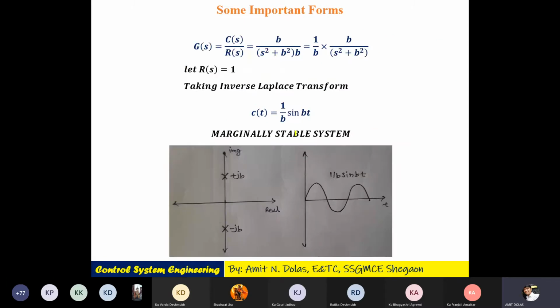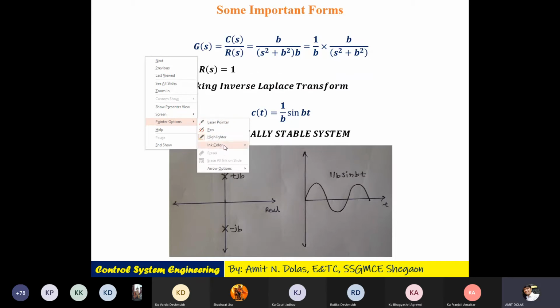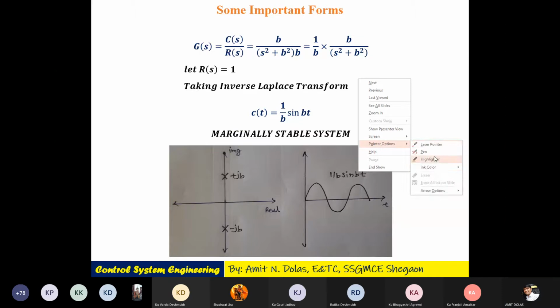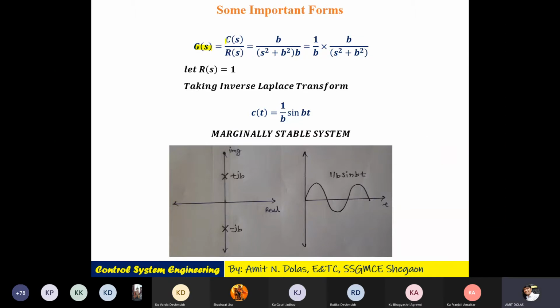So moving further, I have another G of s, C of s upon R of s, is b upon s square plus b square into b. Intentionally this b by b is taken.